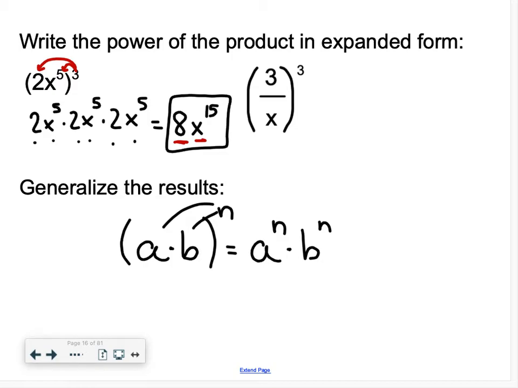So you don't necessarily have to write all of that out. Same thing with quotients. Here, I'm going to cube the numerator and cube the denominator. So you carry that power through to absolutely everything inside. So this is going to be 3 cubed over x cubed, but 3 cubed is 27, so you could simplify that.